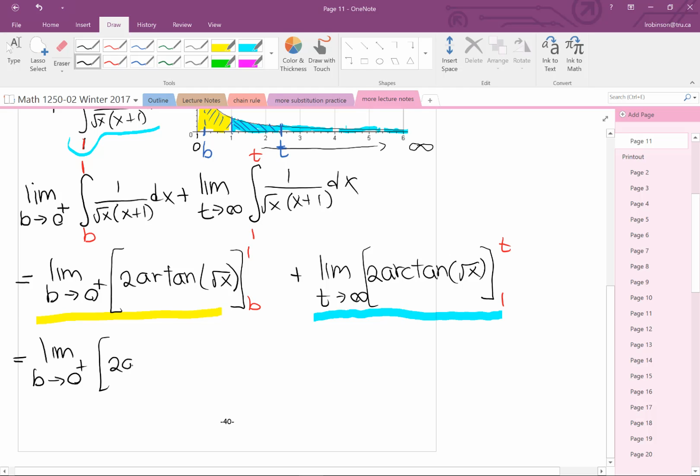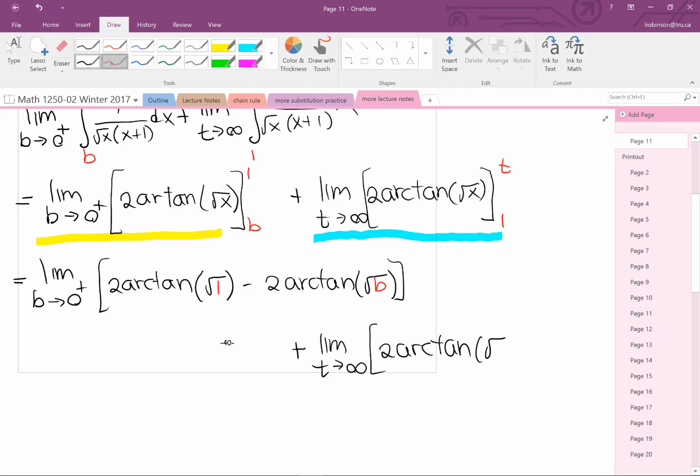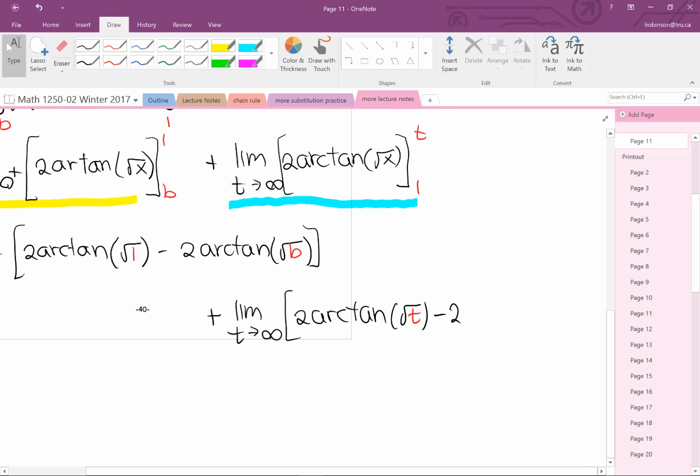Okay, so 2 arctan, the root of 1, minus 2 arctan, the root of b, plus the limit as t approaches infinity of 2 arctan, the root of t, minus 2 arctan, the root of 1.